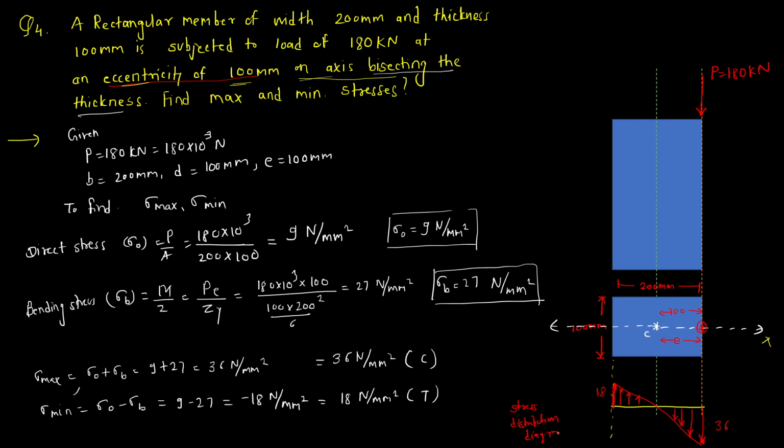If in a question it is asked to draw the stress distribution diagram, you have to draw it like this. Remember, compression we are taking positive, that means all the values below this zero line represent the positive values, and all the values above the zero line represent the negative values. This value is sigma max and this is sigma minimum.